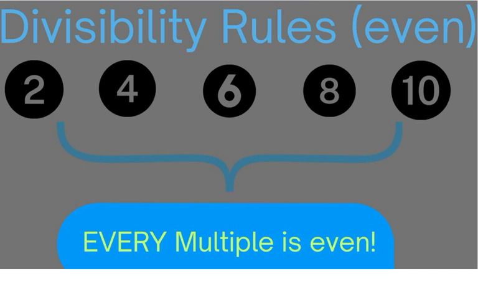So for instance, divisibility rules for even tells me that every single multiple is going to be even. So what does that mean? That means if I multiply 4 times 3, I have an even factor and an odd factor, but regardless, because I have an even factor, I am going to have an even product, an even multiple. Same thing for 8. If I multiply 8 times 5, 8 is my even number, 5 is an odd number, I am still going to receive an even number. So that goes for any factor that is even.